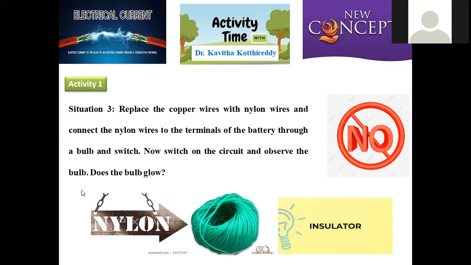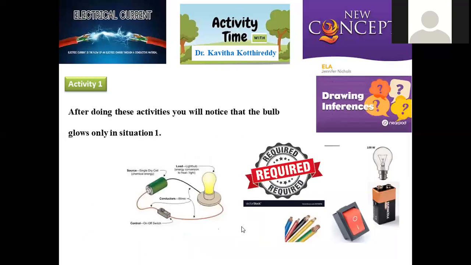Now switch on the circuit and observe the bulb. What could be the inference you are going to draw? Obviously, nylon is a plastic material, a polymeric material made up of organic moieties, and it will be a better insulator. Being an insulator, it can't allow the passage of current, so glowing the bulb may not be possible in this experiment. After doing this activity, you will notice that the bulb glows only in situation 1. This is the inference we draw from this activity.